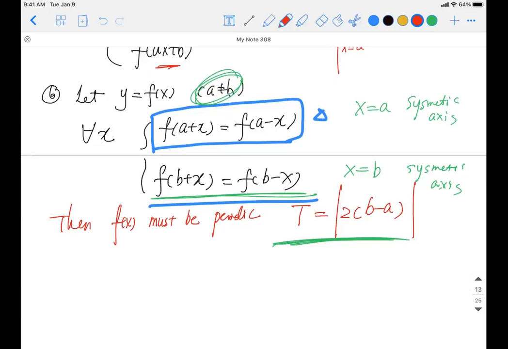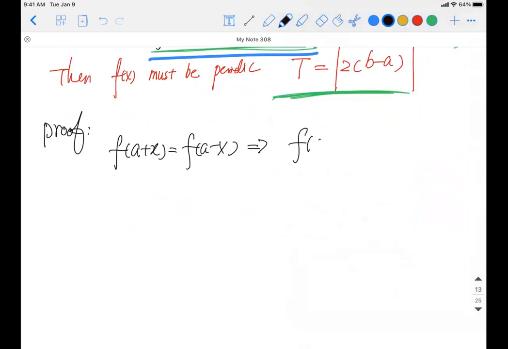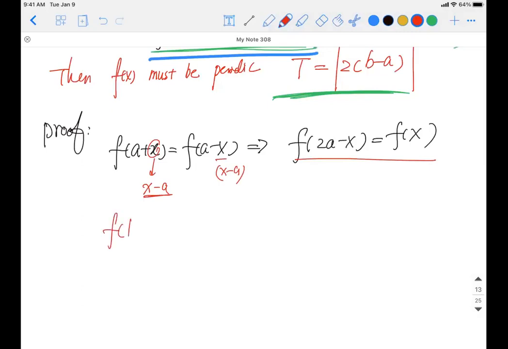How can I prove this? Let's try to do a quick proof. This proof is very easy. Okay, f(a plus x) equals f(a minus x). So that means f(2a minus x) equals f(x), right? I basically let x equal x minus a. I plug in x equals x minus a, then automatically you have f(2a minus x) equals f(x). Same thing: f(b plus x) equals f(b minus x), I can do exactly the same thing, f(2b minus x) equals f(x).